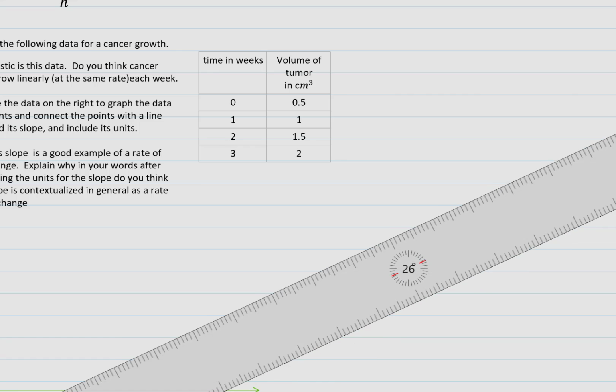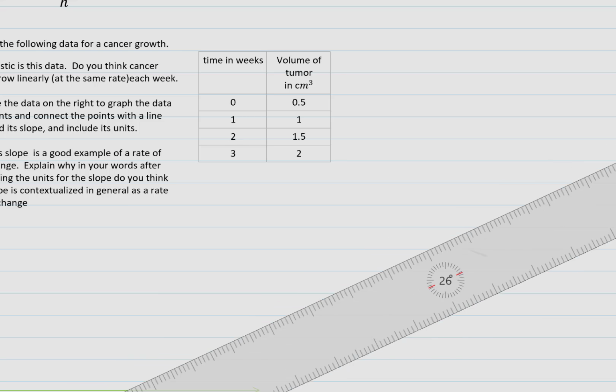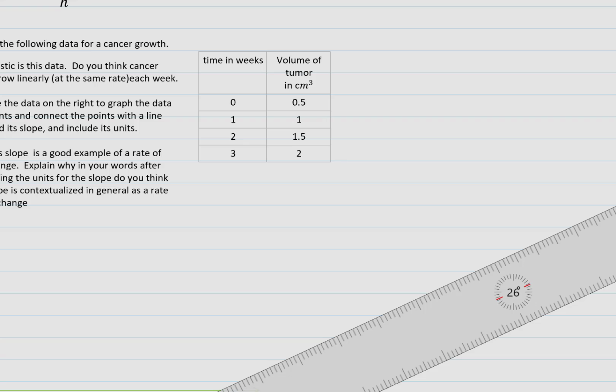So imagine that you have a situation where your dog might have a tumor, or you might have a tumor, and you go to the doctor. Originally, at t equals 0, they size your tumor and find it to be 0.5 cubic centimeters. A week later, it has grown to 1 cubic centimeter. 2 weeks later, it has grown to 1.5, and 3 weeks later, it has grown to 2 cubic centimeters.